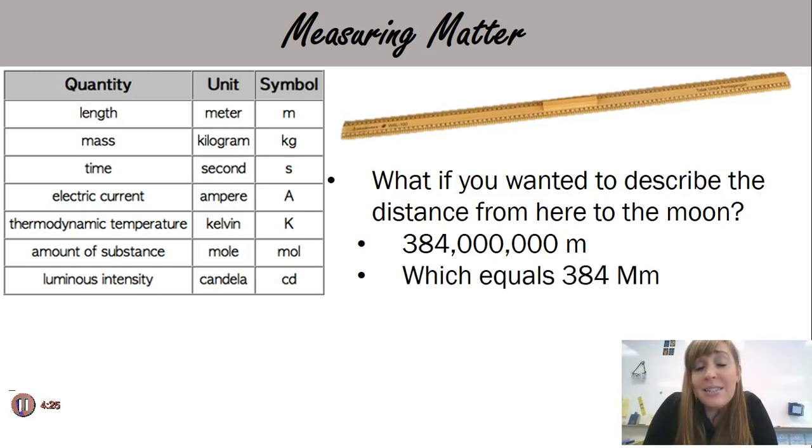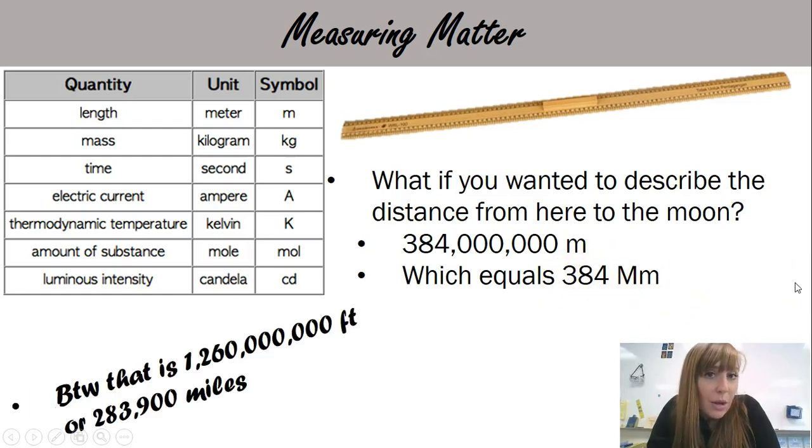But look how easy it is to convert to megameters. Mega means 10 to the 6th, or a million. So this is saying 384 mega, or million, meters within this measurement. And this is a lot easier to digest than all these zeros. Additionally, if you had to write this on a report, it'd be really easy to lose track of some of those zeros. So by using a prefix, it eliminates that and makes your life a little easier.